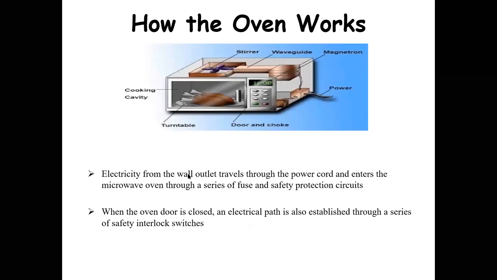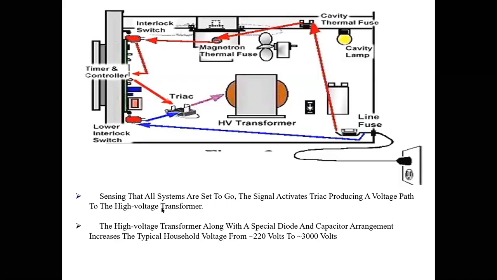So electricity comes from the outlet through this power cord and enters the microwave oven through a series of fuse and safety protection circuits. Then it goes to the magnetron, but before going to the magnetron, it passes a step-up transformer. When the oven door is closed, an electrical path is also established through a series of safety interlock switches.